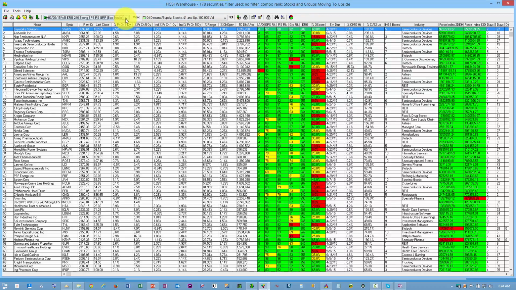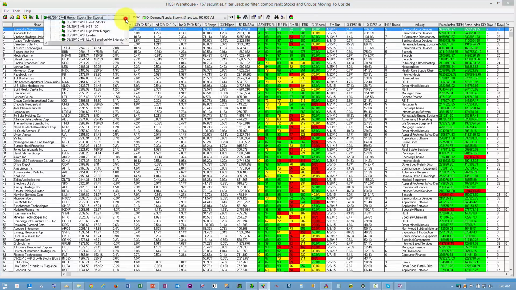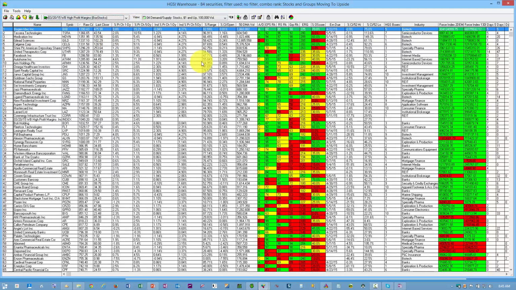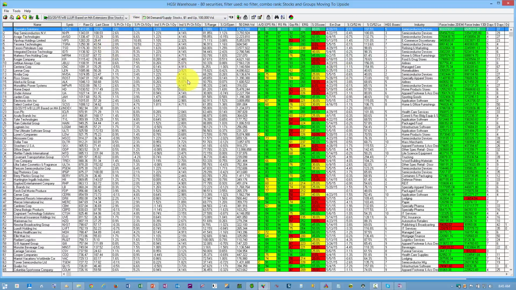The growth stocks filter requires earnings growth for the past 2 quarters compared to the same quarters 1 year ago. These are all box stocks. And notice the combo on all of these. It's in the view. Stocks and groups moving to the upside is my current view. These are high profit margin box stocks, and there are 84 of them. The LLUR, or lower left, upper right box stocks, there are 80 of them.